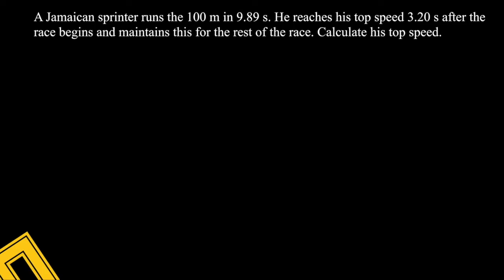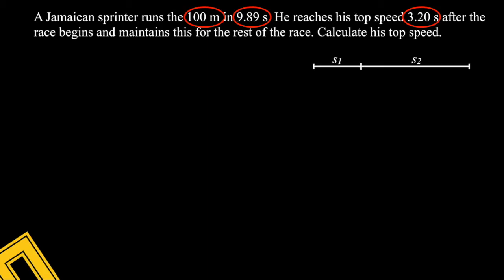Alright, the last one, and this is my favorite question that I've ever written. A Jamaican sprinter runs the 100 meters in 9.89 seconds. He reaches his top speed 3.2 seconds after the race begins and maintains this for the rest of the race. Calculate his top speed. Now this is actually quite a simple question when you see the answer. Figuring out how to do it is probably the challenging part.